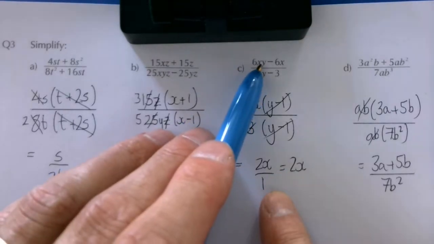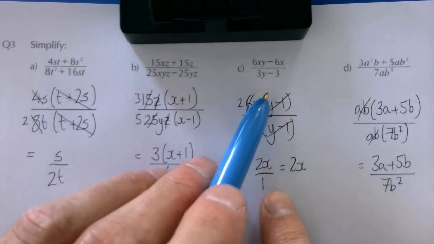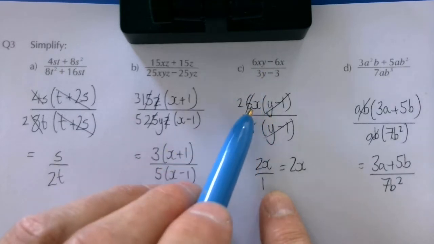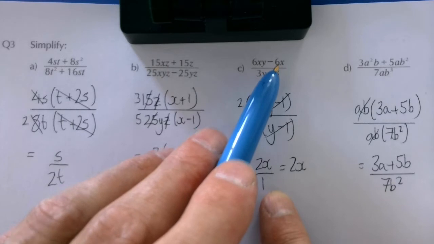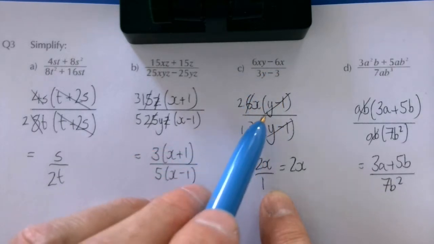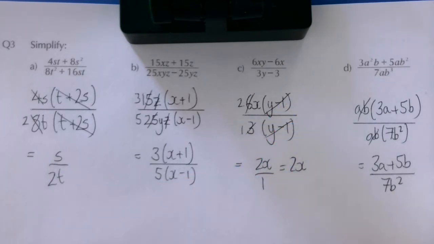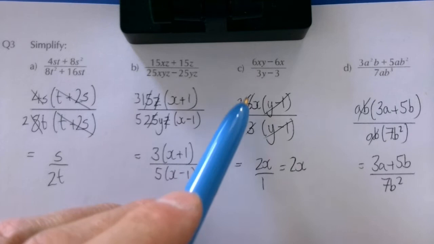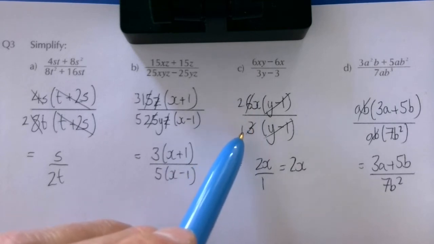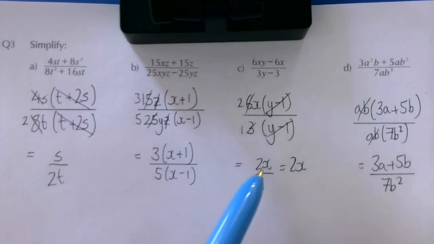So here, I noticed that both of these had a 6 and both had an x, so I pulled that outside the bracket, and then to make 6xy I needed a y, and to make minus 6x I just needed minus 1. On the bottom I've got 3 outside the bracket and y minus 1 in the bracket, and they can cancel out. And then I've noticed I could divide by 3 as well. Now, why did I bother putting a 1 there? Often when I just divide, I don't bother putting anything. Well, there's nothing else left there, so I have to put a 1 there. So you get 2x over 1, which is just 2x.